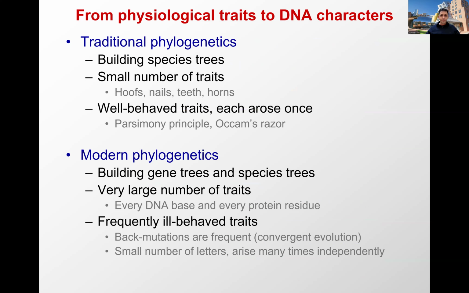So molecular data has a lot of differences. First of all, we have very large numbers of traits. Every DNA position and every protein residue is a different trait. Okay? These traits are very frequently ill-behaved. Namely, they have back mutations that are very frequent. This is what we call convergent evolution, because most evolution is divergent. You have a common ancestral phenotype and also genotype, and then you diverge from each other. But very rarely would you see convergence, at least in some of those traditional traits.